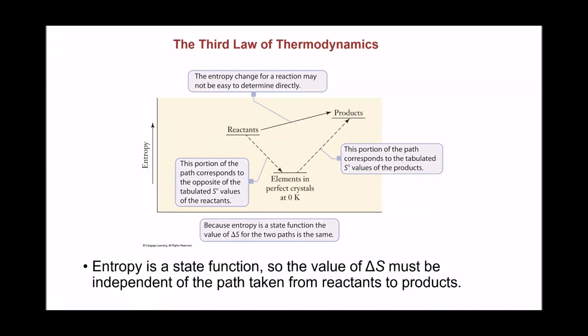The third law of thermodynamics says that the entropy of any element in a perfect crystalline state at 0 Kelvin is 0. So if you're moving from reactants with entropy S_R to products with entropy S_P, the change from reactants to products, according to the definition of a state function, does not depend on the path. The change in entropy is simply equal to the entropy of the products minus the entropy of the reactants.